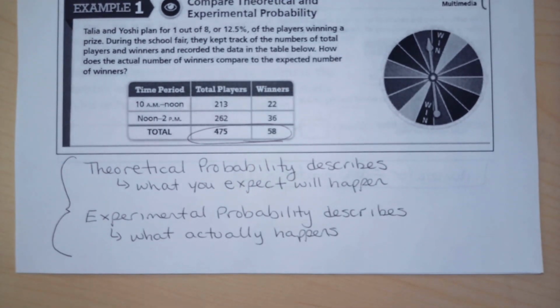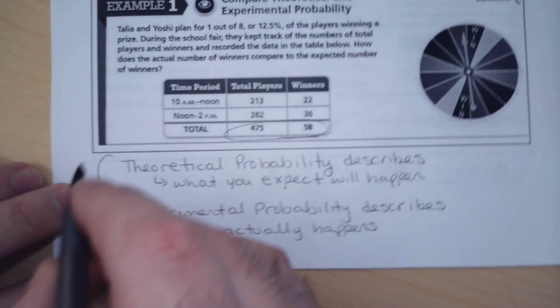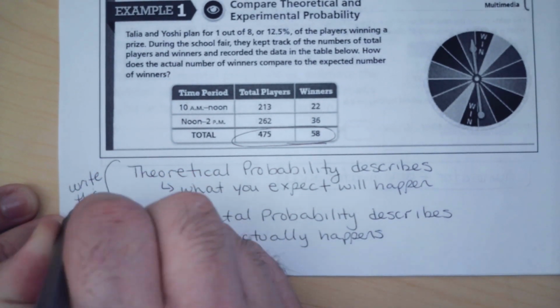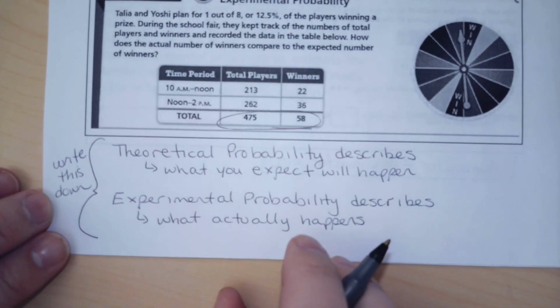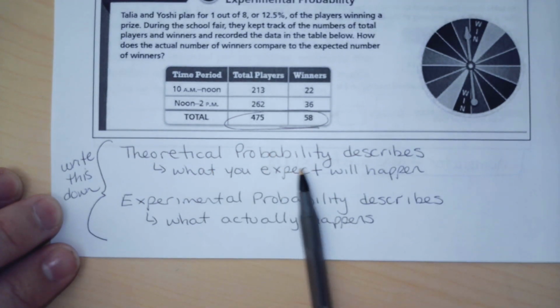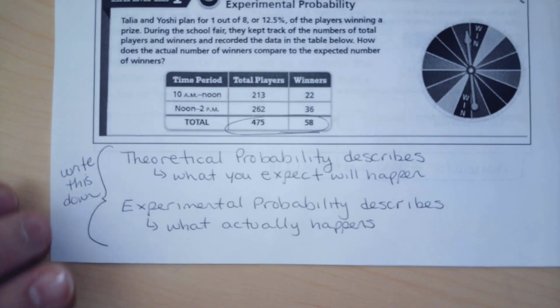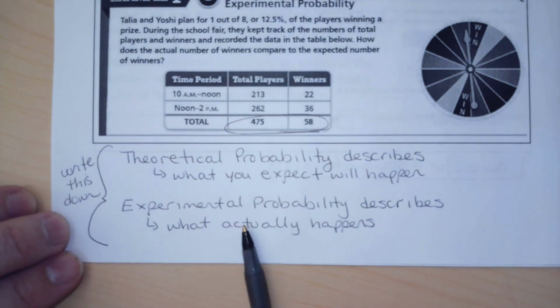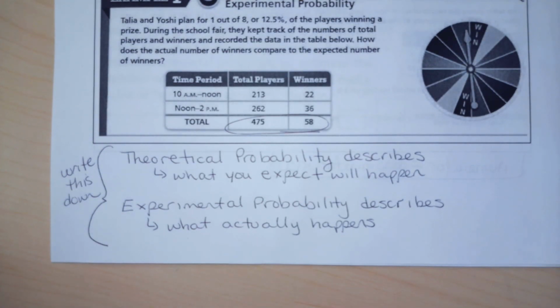I think it's important before we go further for you to write this down. Theoretical probability describes what you expect will happen. Again, that's like if you roll the dice 100 times, what you expect is going to happen. Experimental probability, which is the topic of today's lesson, describes what actually happened. That would be after you rolled the dice 100 times, what actually happened, what were the results?